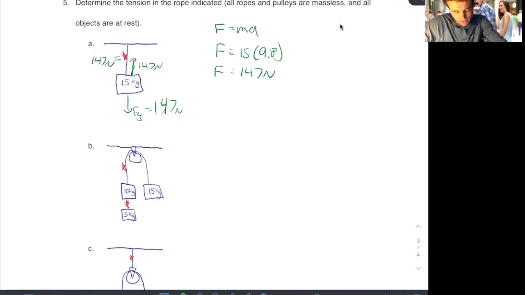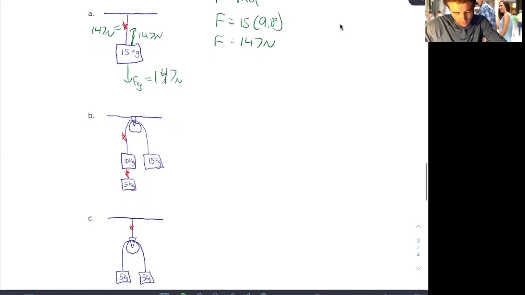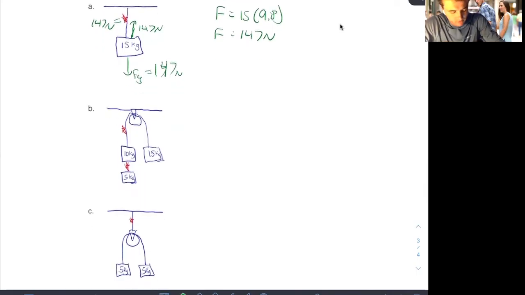Okay, so B, we've got 2 different ropes that I want to talk about. This first one right here: we have a 15 kilogram block on one side, and then a 10 kilogram block attached to a 5 kilogram block on the other side of this pulley. This is a pulley. This 15 kilogram block has a force due to gravity of 147 newtons, the same as the one up there. So it's pulling down with 147.